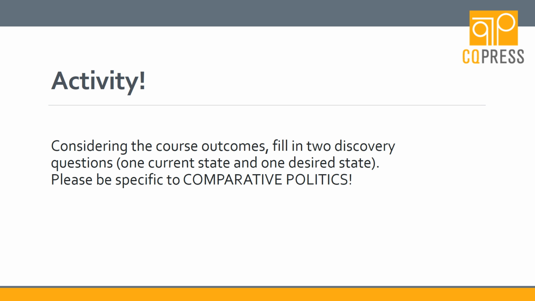Okay, so we're going to have you take a little break now just to make sure that you really are thinking about the course dynamics and course outcomes. We want you to fill in 2 discovery questions. This probably sounds familiar. You just did this with IR. 1 current state question and 1 desired state question. Please do not be vague with this. We want this to be really specific. Think about some really comparative questions, specific to comparative, that you're going to ask when you get into your comparative call this fall. All righty, good luck.